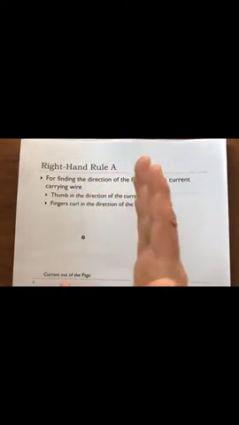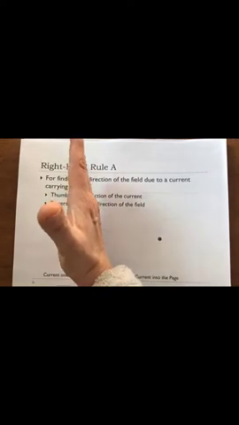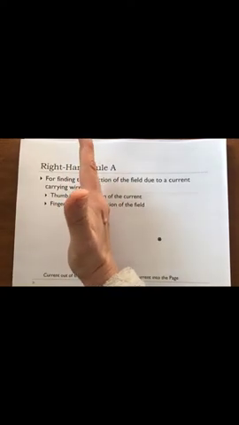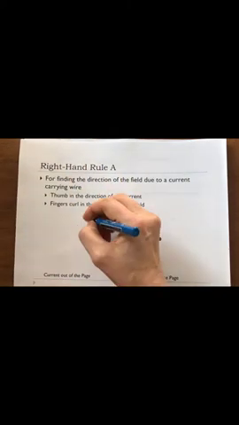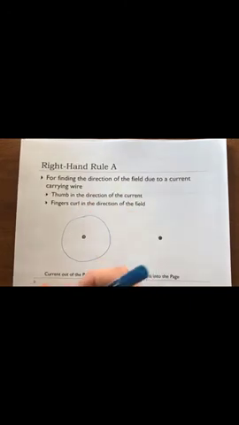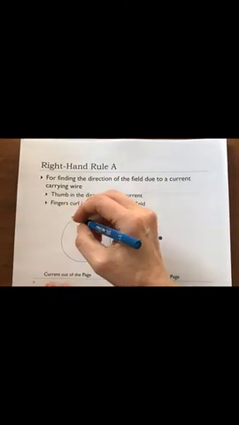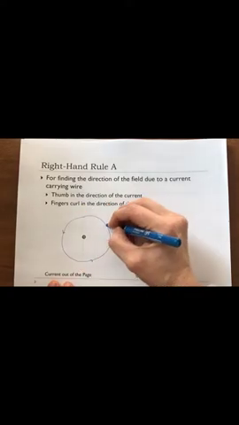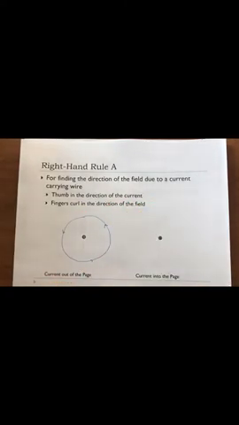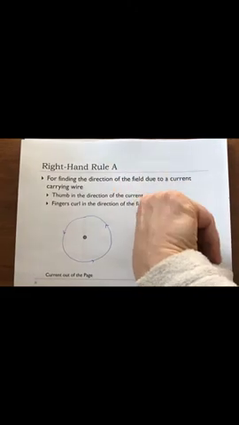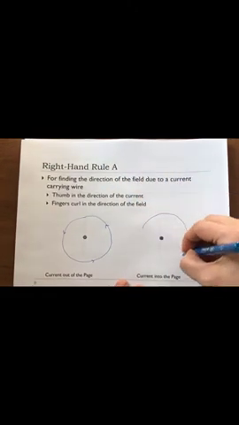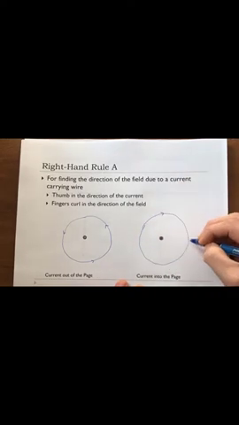For this one, I have current coming out of the page, so I'm going to stick my thumb so it's pointing out of the page, up at the camera. Now my fingers curl around and form a counterclockwise circle around my wire. Since it's counterclockwise, my magnetic field would be like this. On the other side of the page, I have a current into the page. If I stick my thumb pointing in, I now form a clockwise circle as I move my hand around, so this magnetic field will point in the opposite direction.